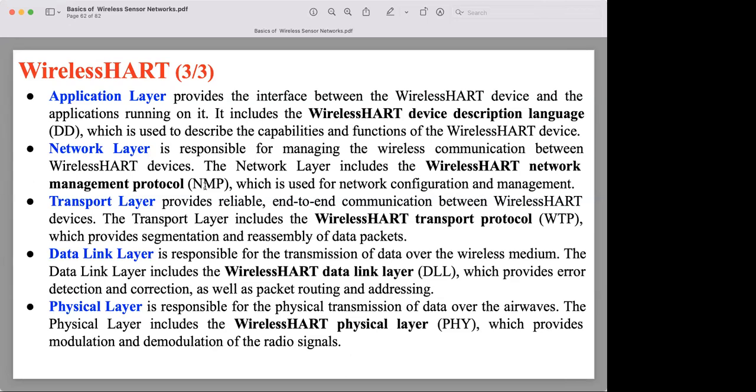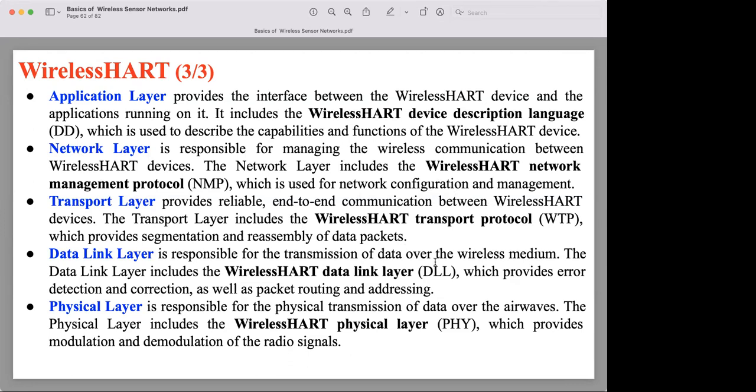The wireless network management protocol, NMP, they design especially for the network because they need configuration and management both together. That means they design their own protocol for communication at the network layer. Now for the transport layer, for end-to-end communication between the devices, they design the wireless air transport protocol, WTP. Because of their design, there is a different protocol for each and every layer, so they have good control on that.